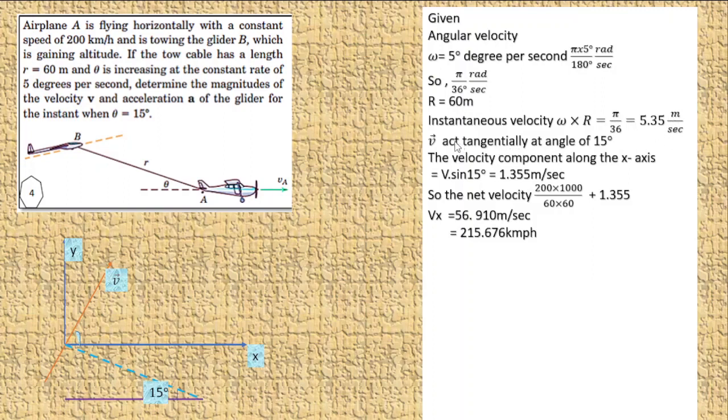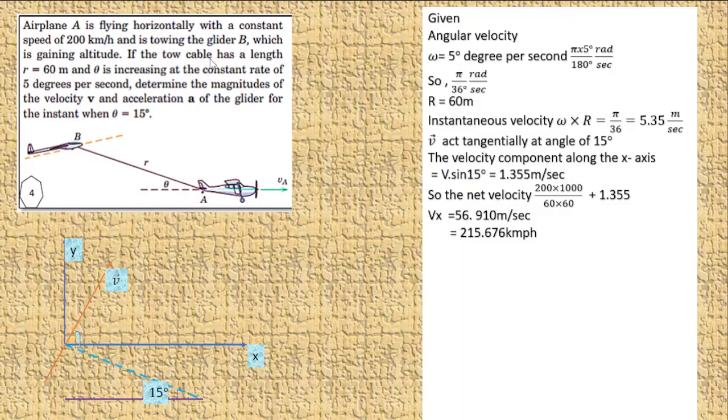Then B moves tangentially at an angle of 15 degrees, which is already given here, and the velocity component along the x-axis is v naught times sin theta, which equals 1.355 meters per second. After substituting the given values of v and sin theta, we will get this value, and so the net velocity is this.